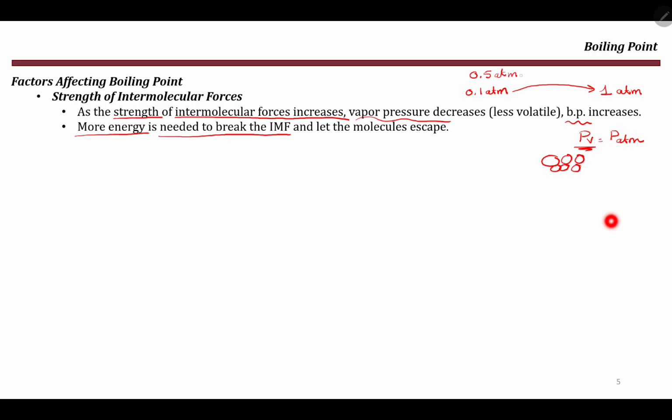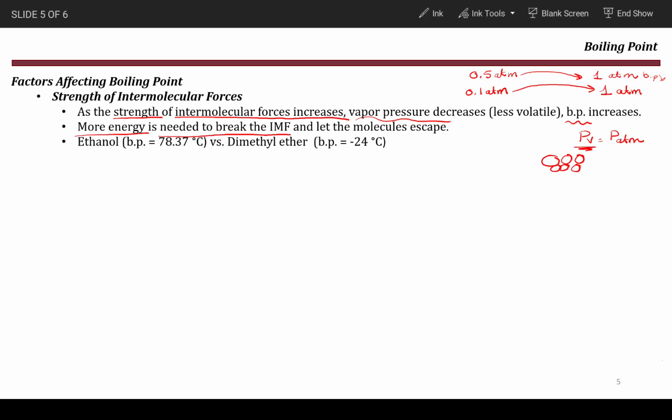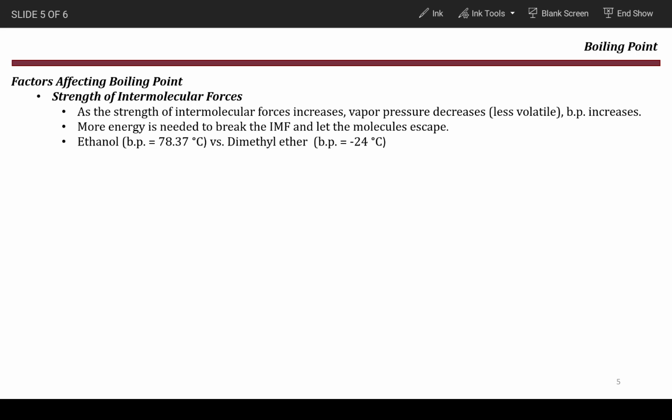In this case, you need to heat for less time to reach 1 atmosphere, and that's why in this case the boiling point will be low. So to summarize, as the strength of the intermolecular forces of your compound increases, the vapor pressure of your liquid will decrease, which means that your liquid will be less volatile, and consequently the boiling point of this liquid will be higher.